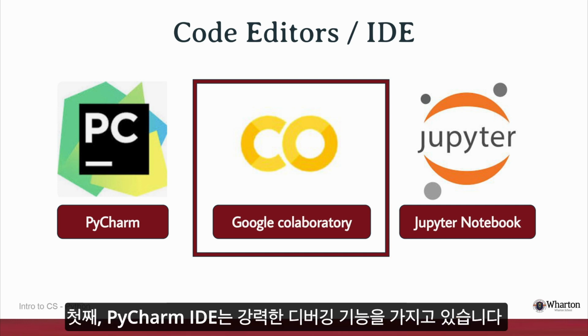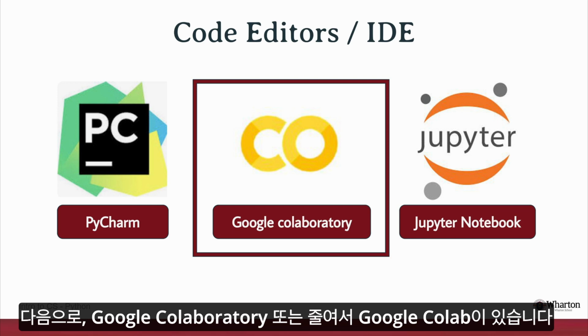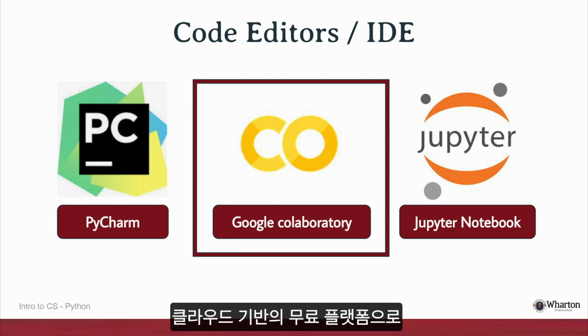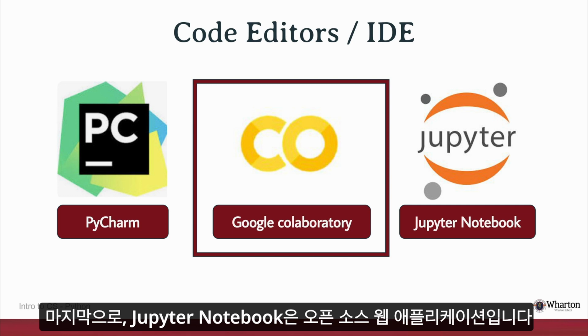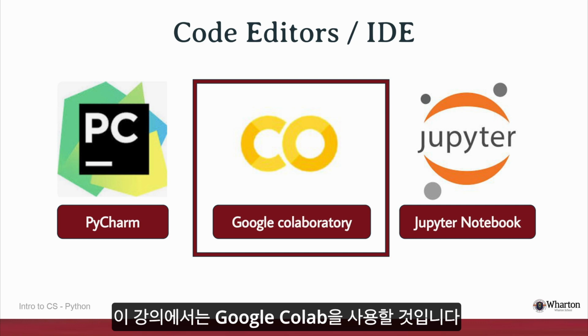First, there's the PyCharm IDE, which has strong debugging features. Next, Google Collaboratory, or Google Colab for short. It's a free, cloud-based platform that allows you to write and execute Python in your browser with no setup required. Lastly, we have the Jupyter Notebook, an open-source web application. We'll be using Google Colab in this course.